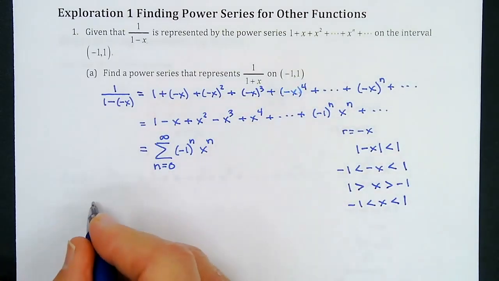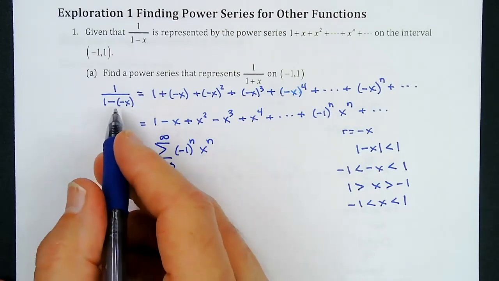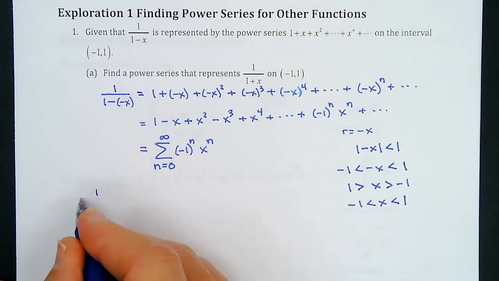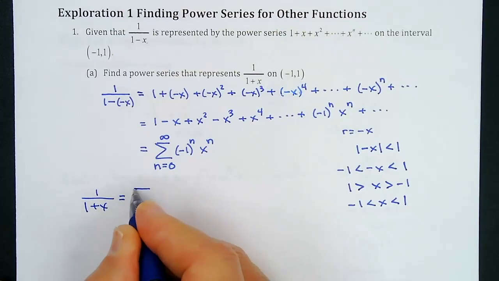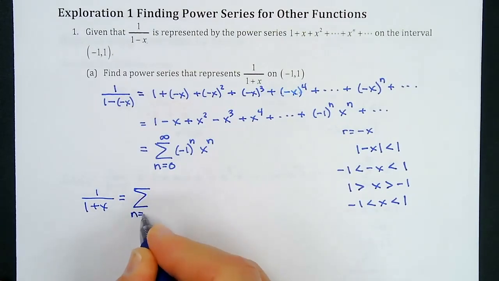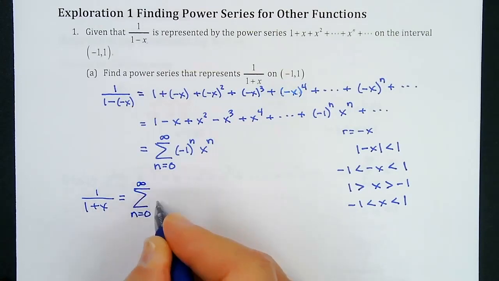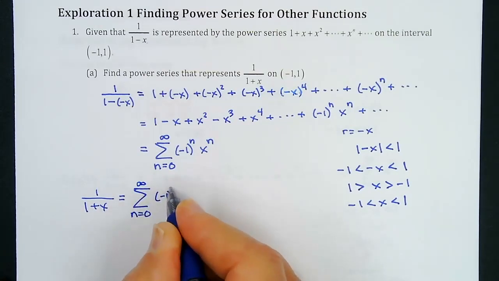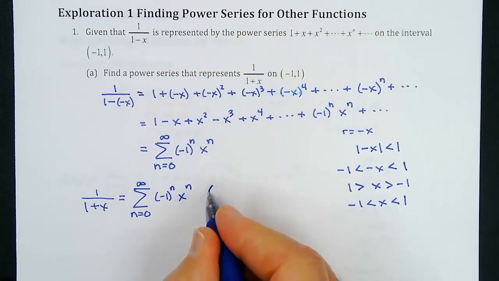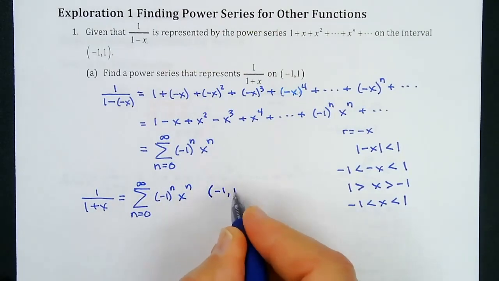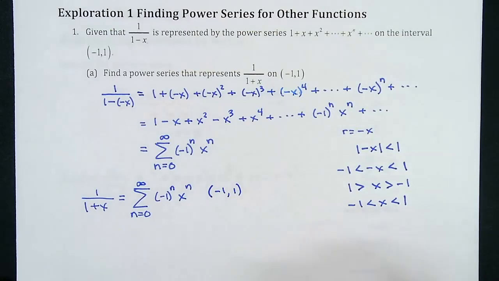So we have 1 over 1 plus x, which is equivalent to sigma n equals 0 to infinity of -1 to the nth power, x to the nth power, and it's on -1 to 1 by this right over here. I think anything else I need to say about this? I don't think so.